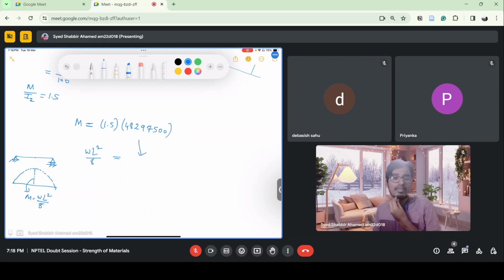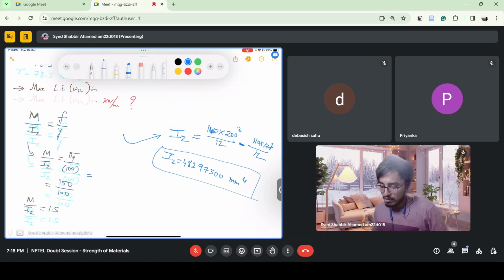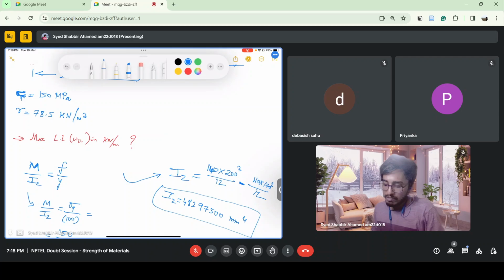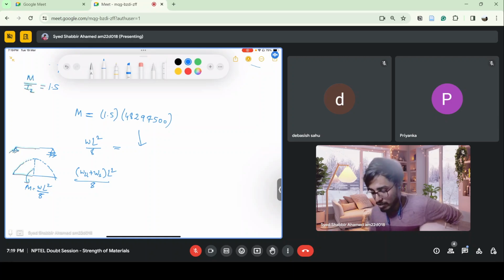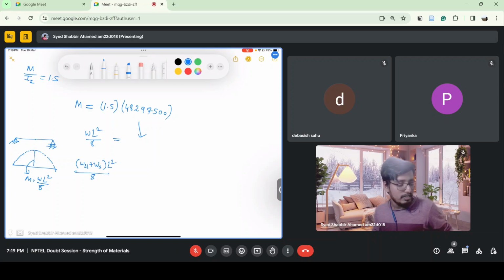But here they have given the self weight of the beam too. So we have to include it, self weight as well as the live load. Self weight is also a uniformly distributed load. That's why they have given it. So W should be equal to W live load plus W self weight, into L square by 8. We have to make sure that self weight is also included here because it is explicitly mentioned.